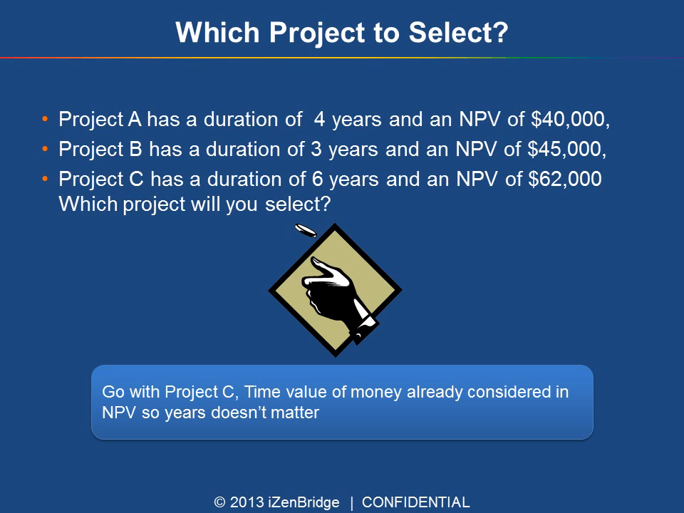A lot of the time people think that since I am getting returns sooner, why don't I select option B, where I am getting 45,000 in 3 years. Do remember, when the term net present value is used, you should always keep in mind that the time value of money is already taken care of. The cash inflow and outflow is already discounted by the discount rate, so you can fairly make a decision just by looking at net present value. So in this particular case, option C is the right option.